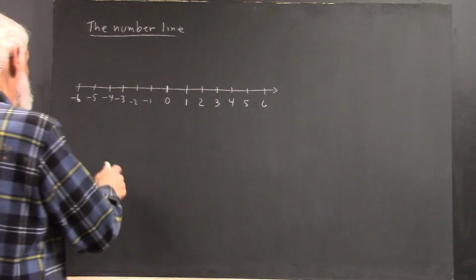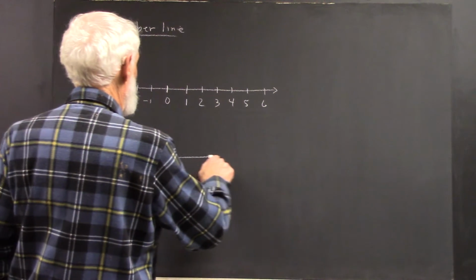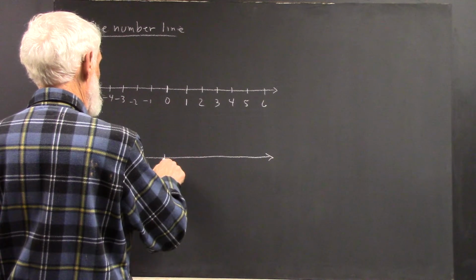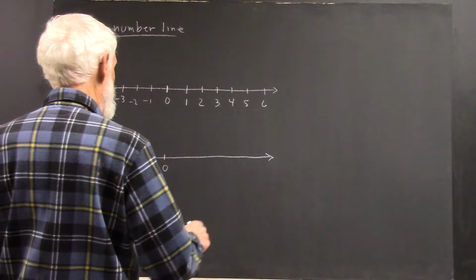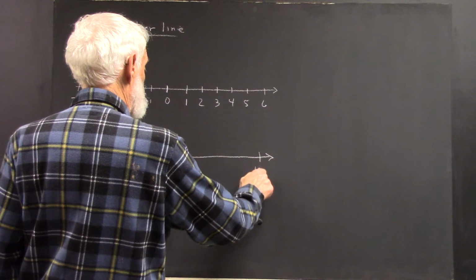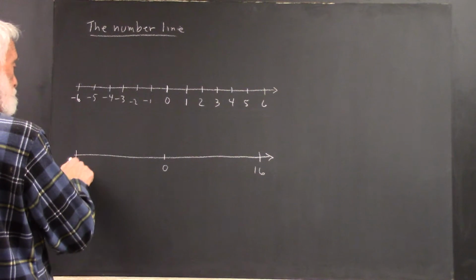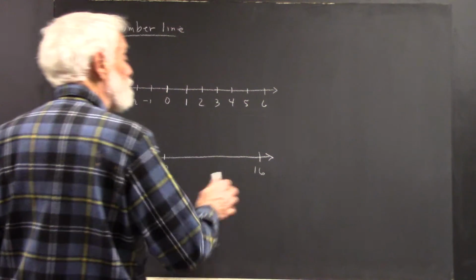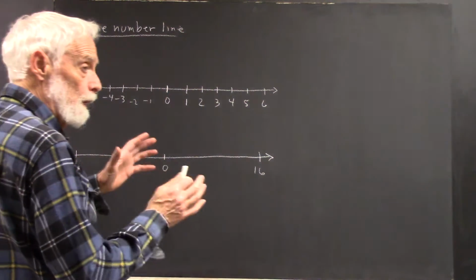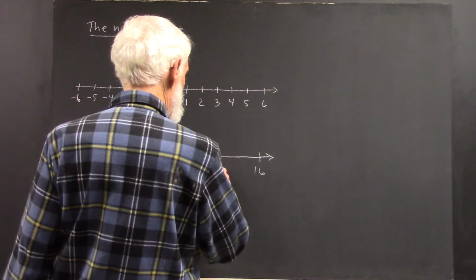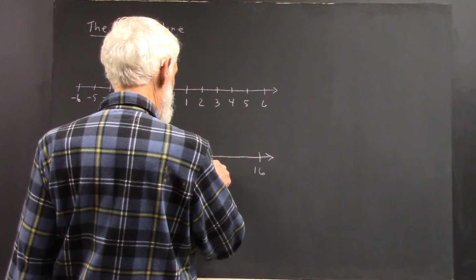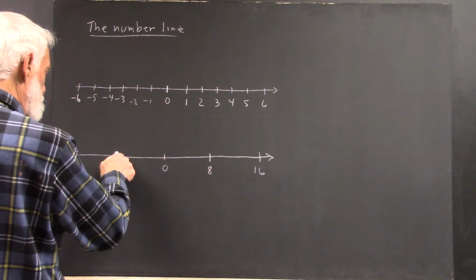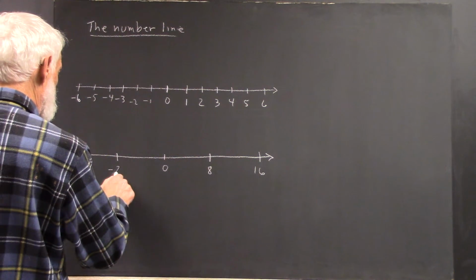Another way to make it is decide how big the numbers you want to represent. And we could put like 0 here. We could put 16 here, -16 here. And then we can subdivide, and this makes it easier to keep our intervals equal. So I can subdivide this interval. If I can find the halfway point between 0 and 16, I know I've got 8. Halfway between 0 and -16 should be -8.